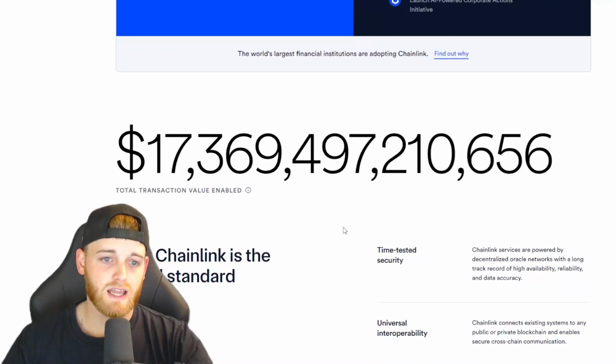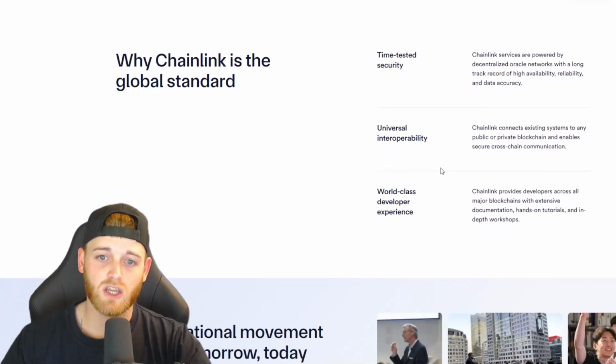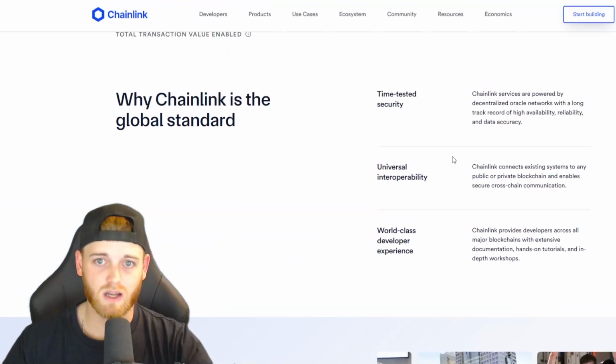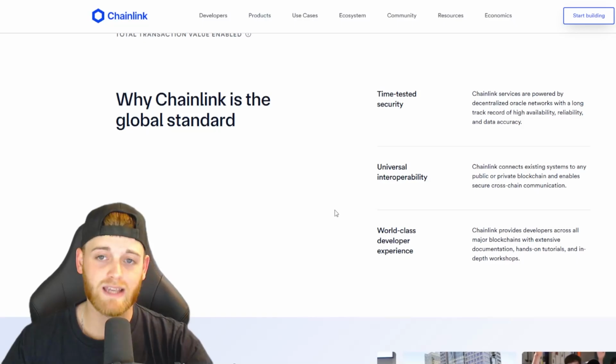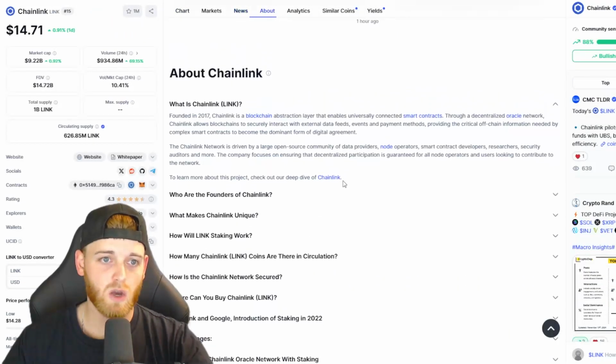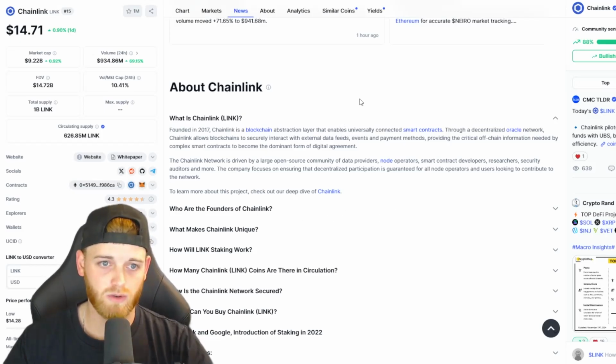Okay, so you can see they've had a lot of transactions here, and you can see why Chainlink is the global standard: time-tested security, universal interpretability, and world-class developer experience. So it's kind of covering all bases there, and if we just go over onto CMC, we can actually look at a bit more detail about Chainlink itself and why it is so unique.